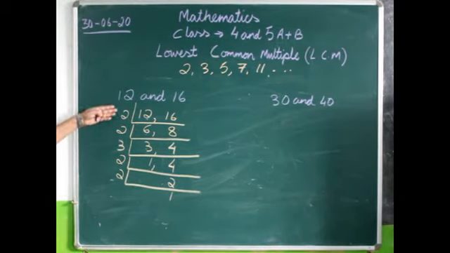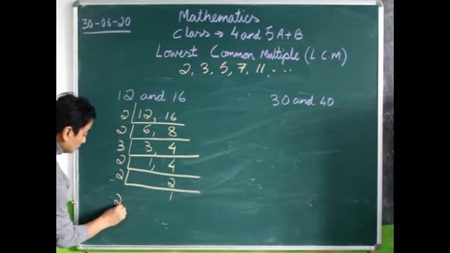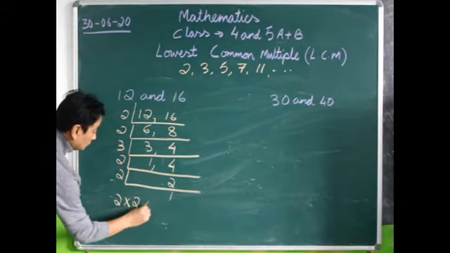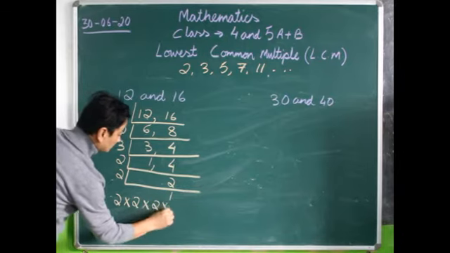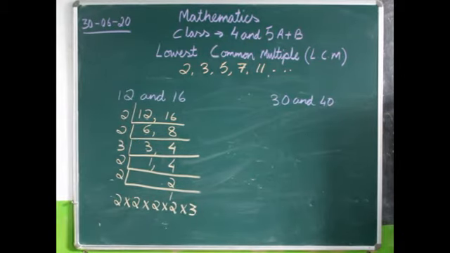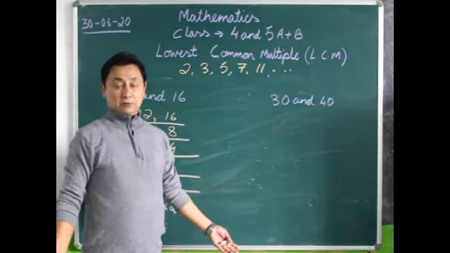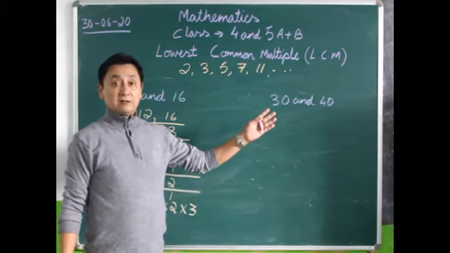Small numbers first. 2 into 2 into 2 into 2 into 3. Okay? So what? 2 2s are 4, 4 2s are 8, 8 2s are 16, 16 3s are 48. You may not know, you have to use a rough call.